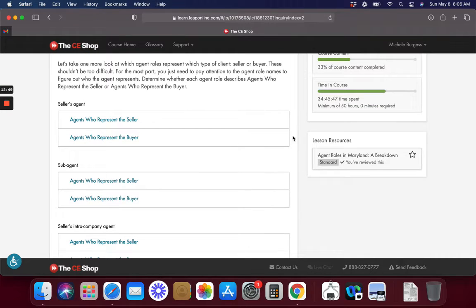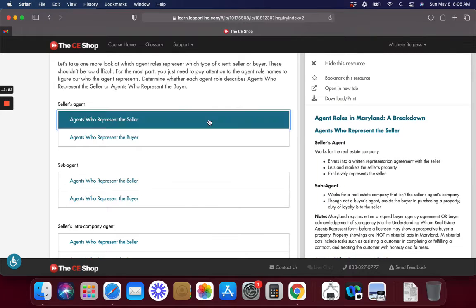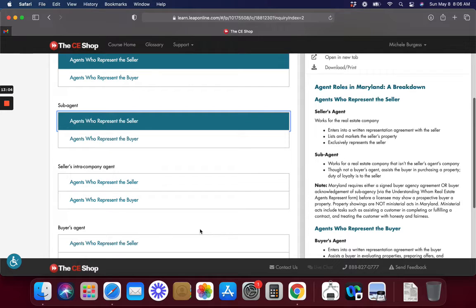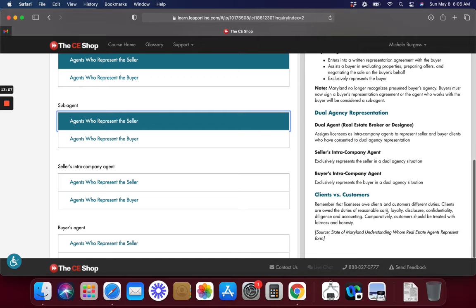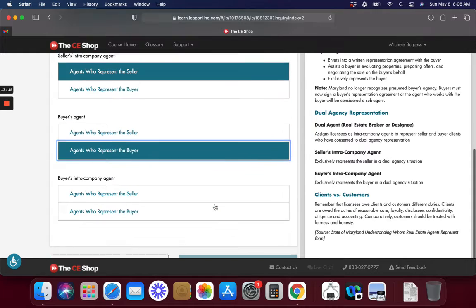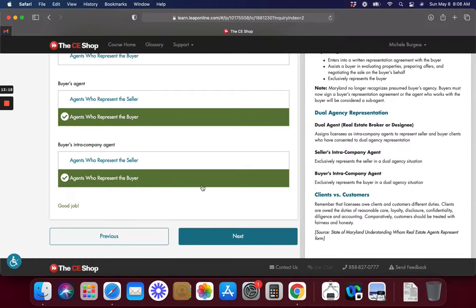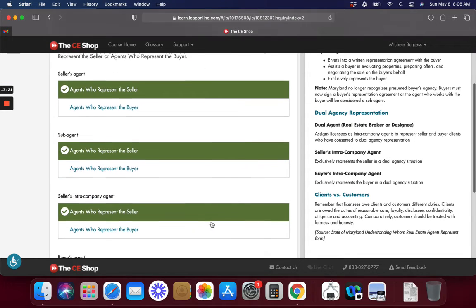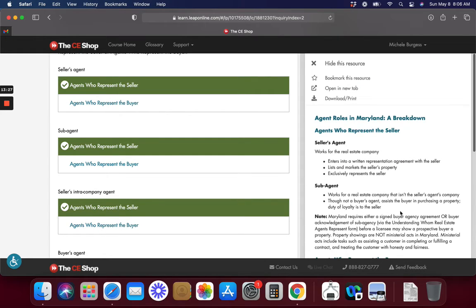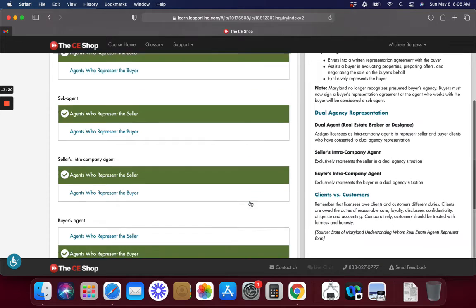All right, let's see. Seller's agents. Agents who represent the seller. Sub-agents. Sub-agents assist the buyer, but the loyalty is to the seller. Seller's intercompany agent. Which one is it? I know. Sellers represent the seller. Okay. Agents who represent the buyer, and this is the buyer. Good job. Okay. So if you need to take any screenshots here, I'm going to leave it paused for a second.